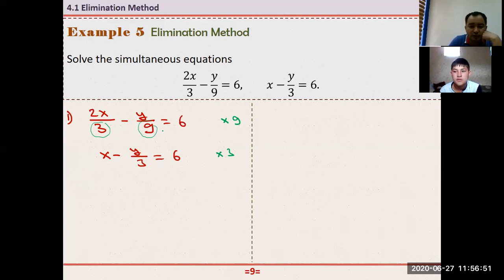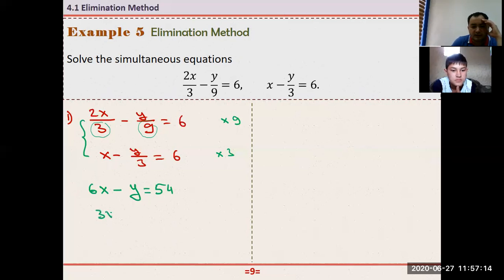So if you multiply both sides by 9, here we have 9 times 2x over 3, it is 6x, right? So here we have 6x minus 9 times 1 over 9, it is 1, so here we have y. 9 times 6, 54. How about the second equation? Multiply by 3. 3 times x, 3x. 3 times 1 over 3, it is 1. Here we have y. 3 times 6, 18.